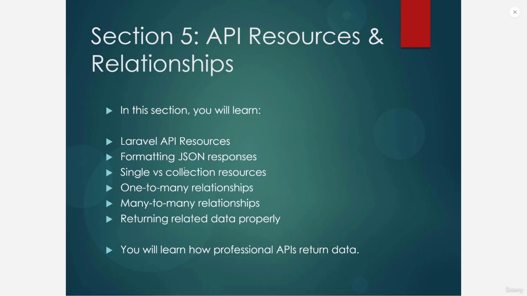And also, I'm going to show you how to format JSON responses. You're going to learn about the single versus collection resources. Also, we're going to take a look at simply how you can return data with relationships, whether it's one-to-many or many-to-many. And also, you're going to learn how to return clean and proper data once working with APIs, of course using API resources mainly. All right, so you're gonna actually learn how the professional APIs are built, the things that you are going to do day-to-day when you simply work in a company.